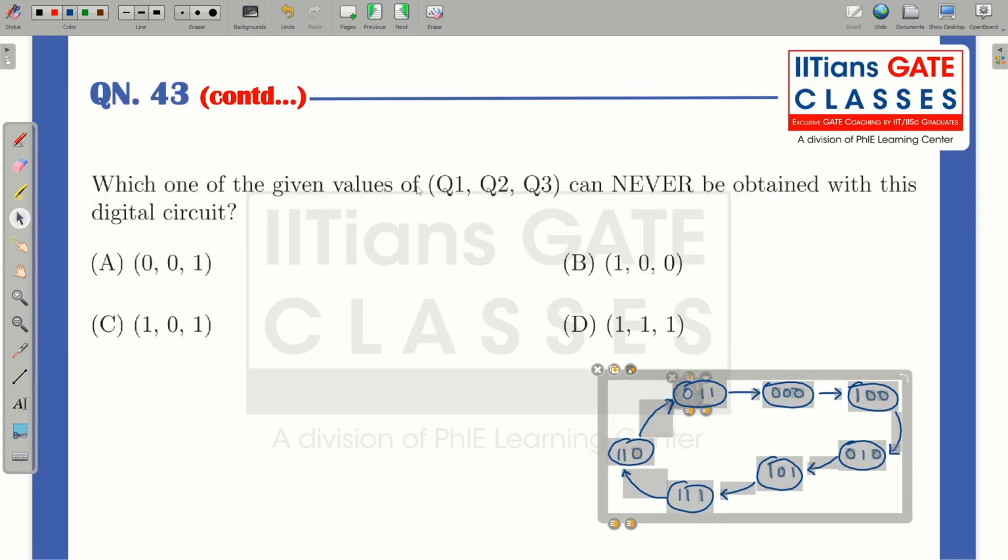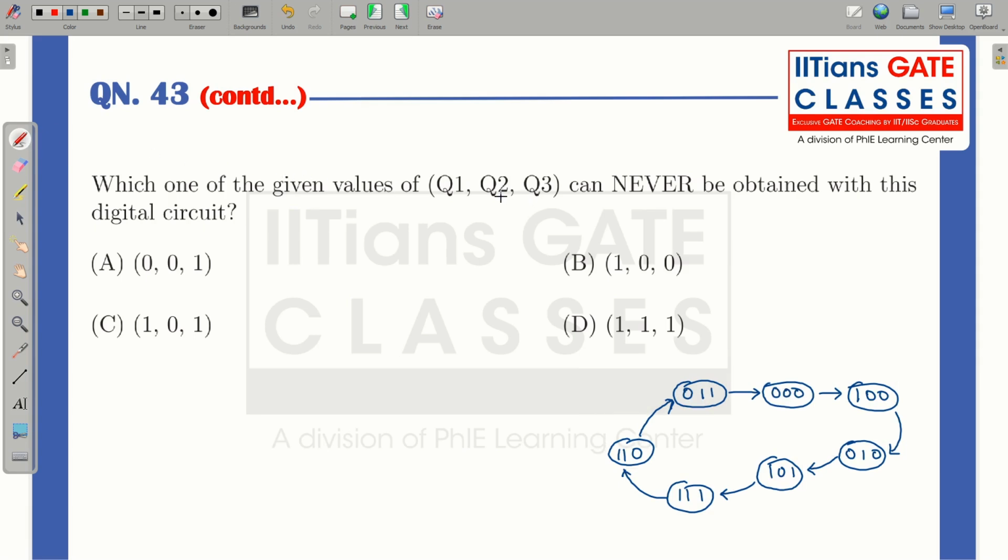So here it is asked which of the given values of Q1, Q2, Q3 can never be obtained with this digital circuit. So you can see 0 0 1, we are not getting anywhere. So this is your correct answer. Let us check if we are getting all the states or not. 100, you can see we have over here. 111 over here. 101, so we have over here. Okay, so all the remaining three states we have. Only option A, 001, we don't have, that is your unused state.